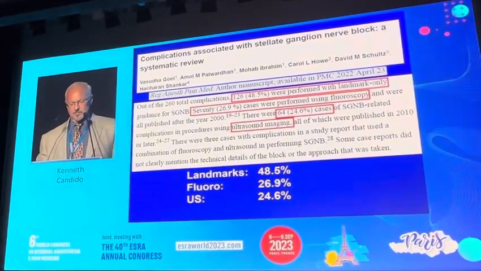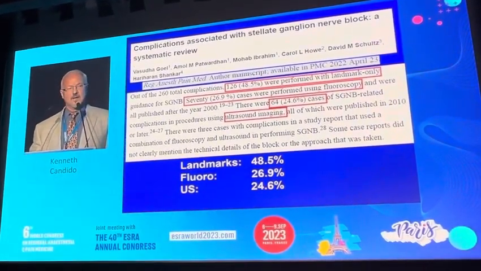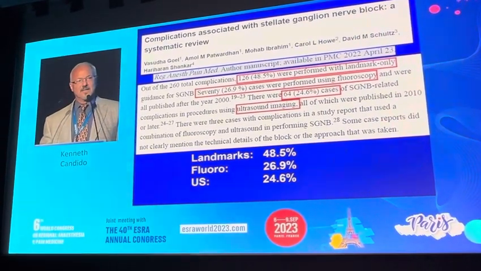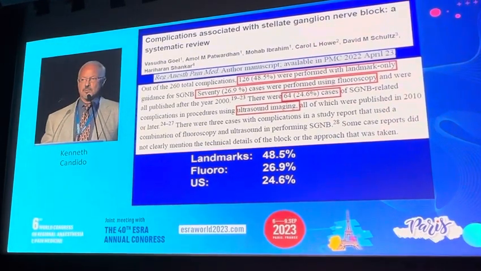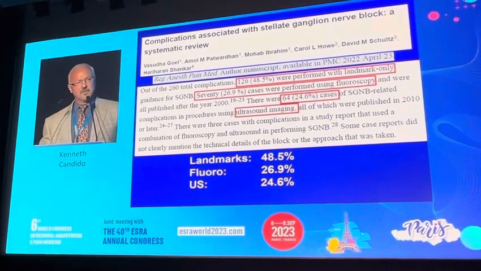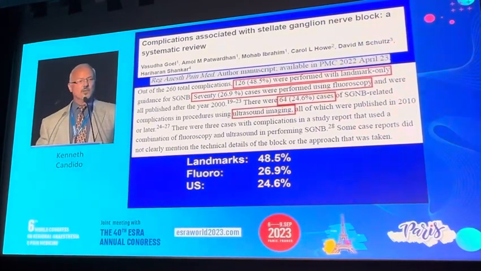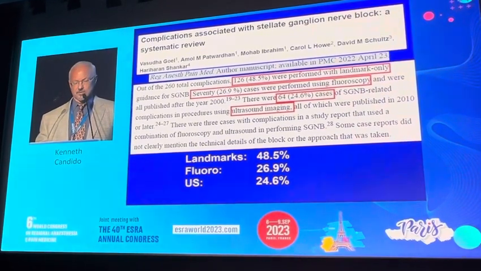A nice paper that was just published last year in Regional Anesthesia showed complication rates when stellate ganglion blocks are performed. Obviously, when we do a blind technique, that has the highest incidence. Almost 50% of all complications were when people used landmark techniques. But it was evenly mixed between fluoroscopy and ultrasound in terms of complications. Of course, we don't know the denominator, meaning how many cases were performed using fluoroscopy versus ultrasound.